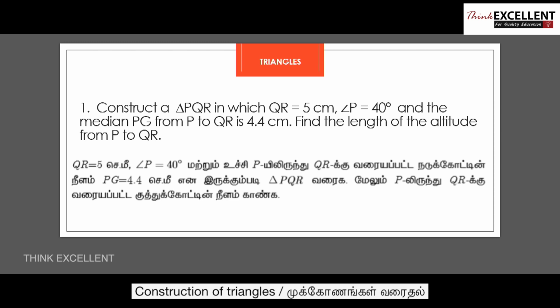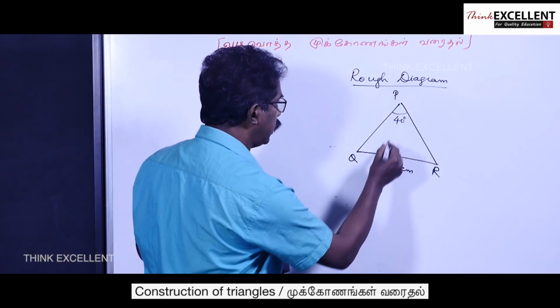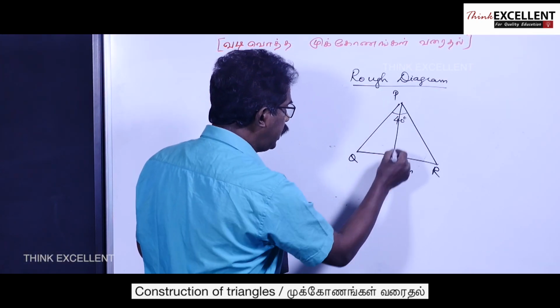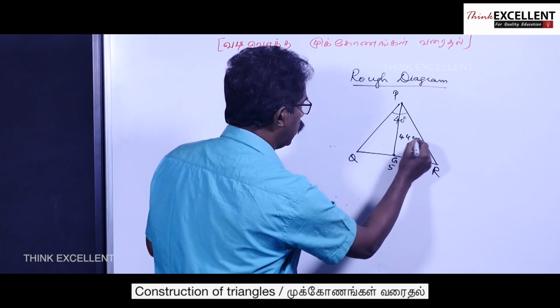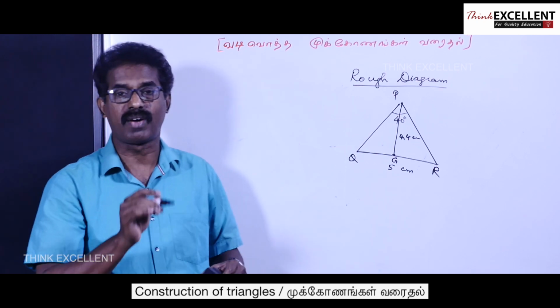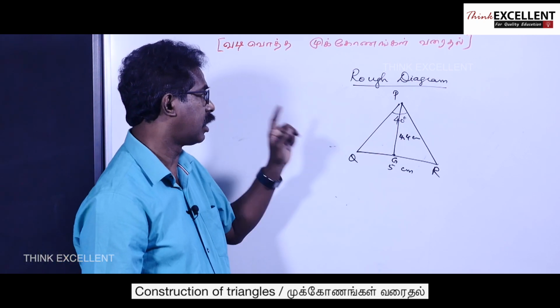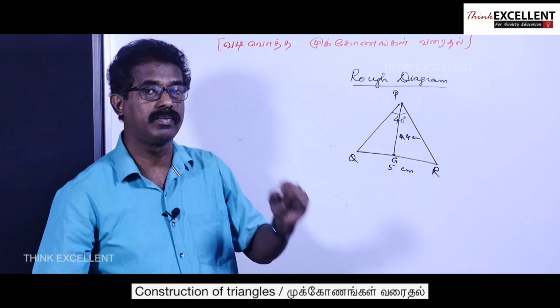Sometimes we don't read the question properly. We see the word altitude, but here what is given? Median is given. Median PG. You draw the median, take the midpoint as G. The median length they have given us is 4.4 centimeter. They asked, find the length of the altitude from P to QR. They asked to measure the altitude's length. That is one extra thing. So read the question very carefully.